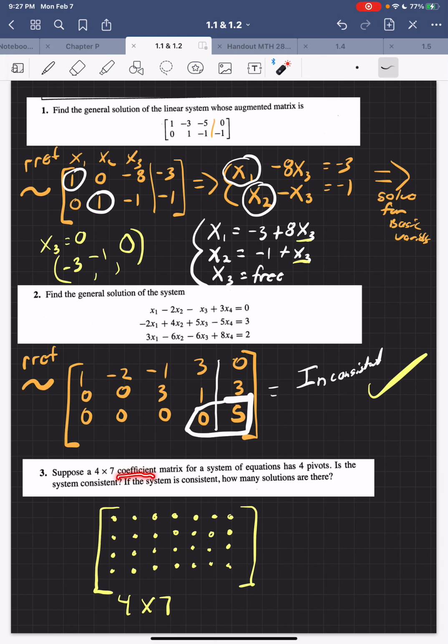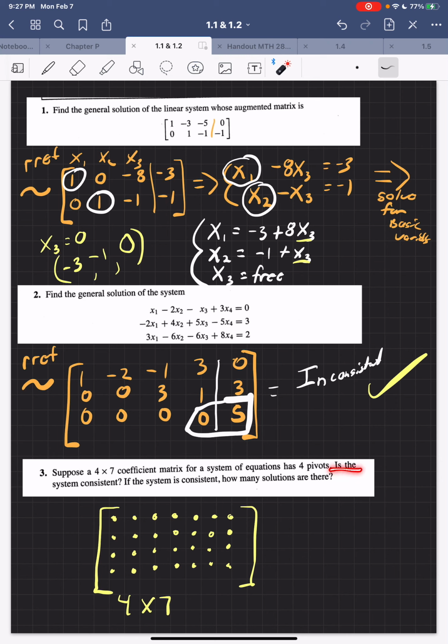Now, remember, it's a coefficient matrix, right? That's a key word there. Coefficient matrix means there's no solution region. Sorry, there's no solution region. Okay, so suppose a 4x7 coefficient matrix for a system of equations has 4 pivots. Not every column is a pivot column. There's only 4 pivots.